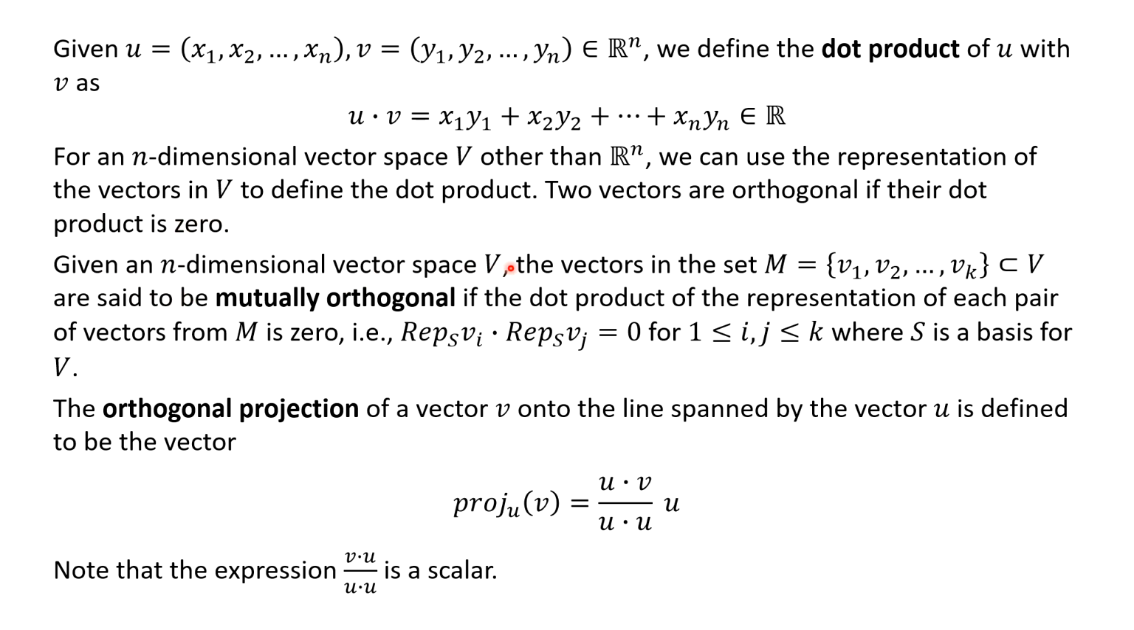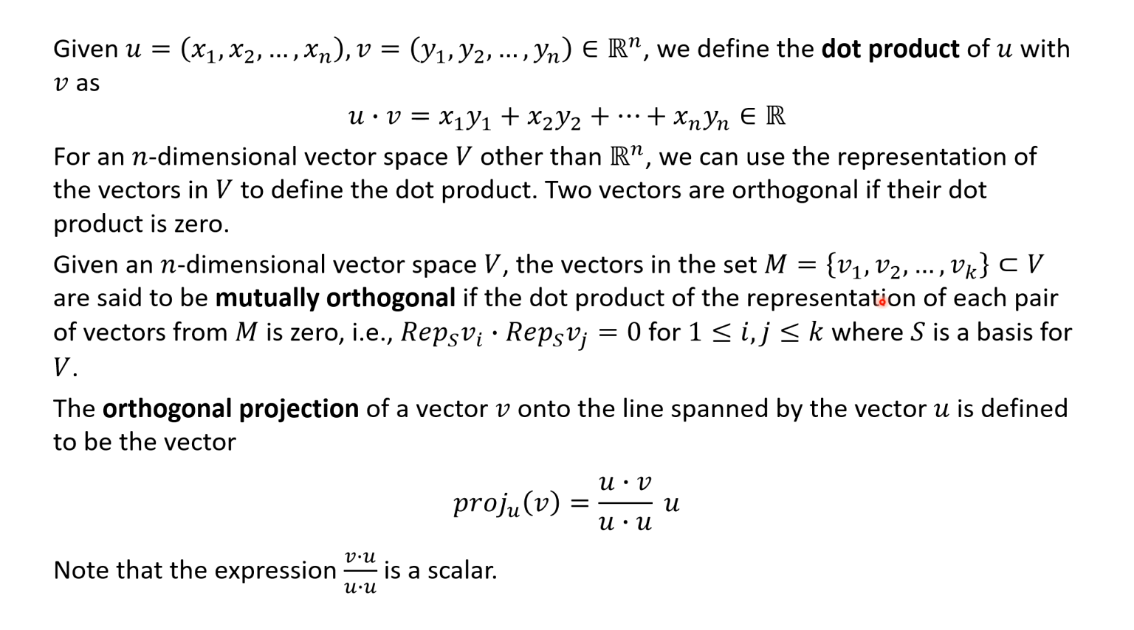Given an n-dimensional vector space V, the vectors in the set M, k vectors, are said to be mutually orthogonal if the dot product of the representation of each pair of vectors from M is 0. So you see here we've taken v sub i and v sub j, represented them in terms of the basis S, and if the dot product is 0 for all i, j between 1 and k, then this set is said to be mutually orthogonal.